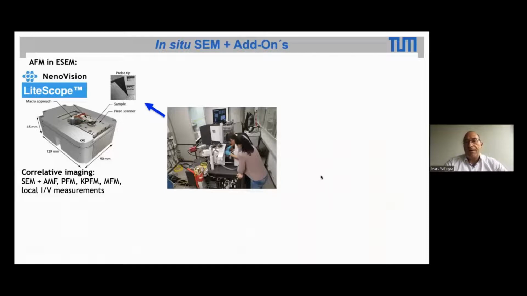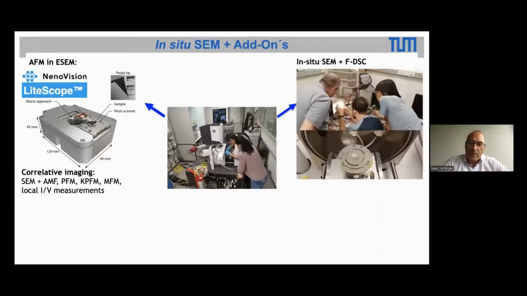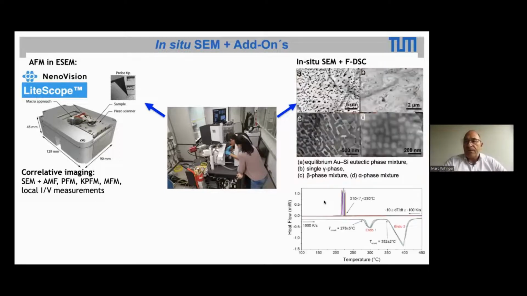So that's one thing. Another thing we recently started to try out is to put a calorimeter into the SEM. We worked here together with Mettler Toledo. They built flash DSCs, flash differential scanning calorimeters, which basically take the heart of such a flash differential scanning calorimeter and install it inside the chamber of the SEM. And now we can measure heat flows very precisely, and we can study phase changes, for example. Here we have a eutectic of gold and silicon that has different transformations as a function of temperature, with different phases that come up.